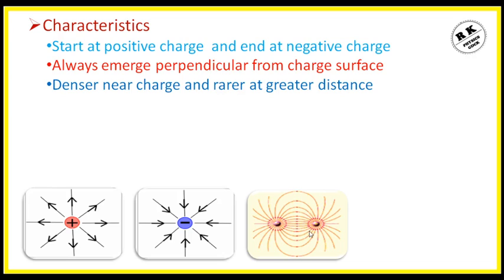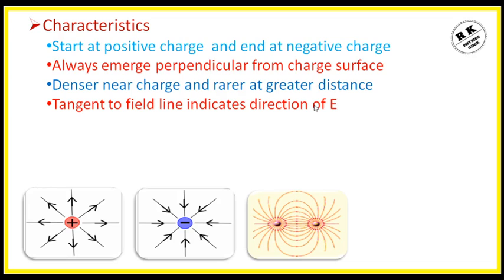Now if we observe, nearer the charges, the field lines are very dense. They are more in number. But as we move away from the charges, the number of lines of force in the space is decreasing. That is nothing but they are denser nearer to the charge and rarer at greater distance.